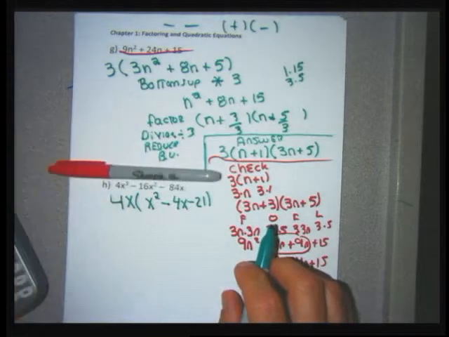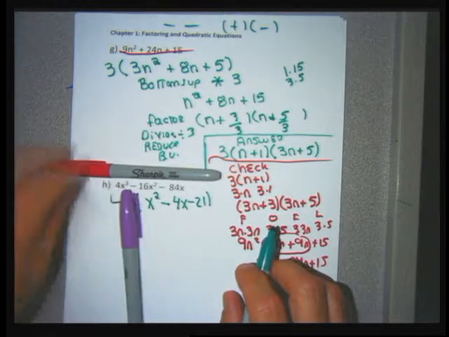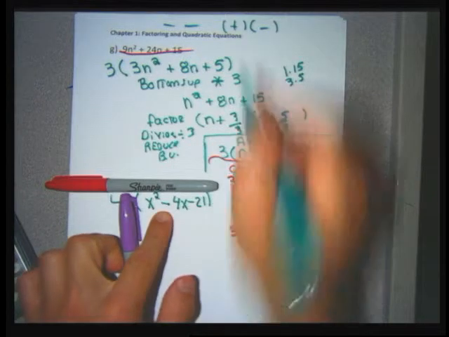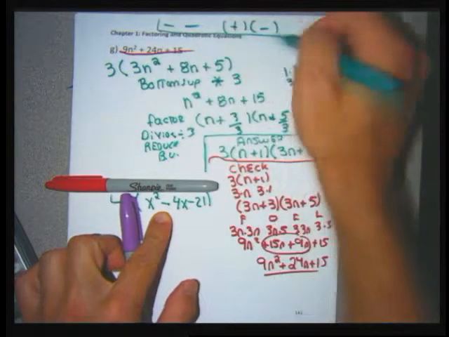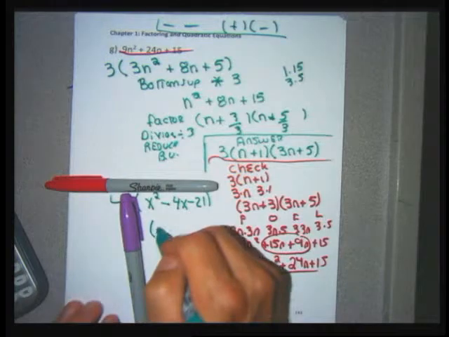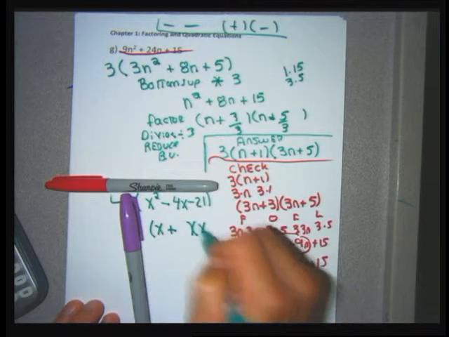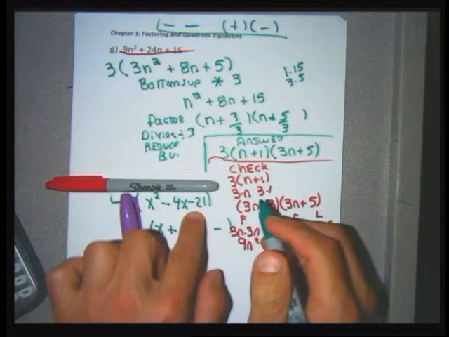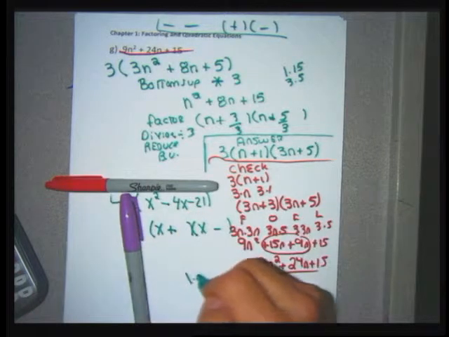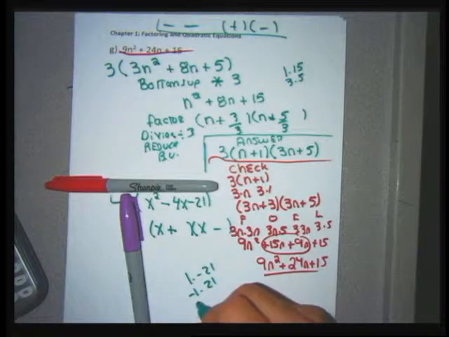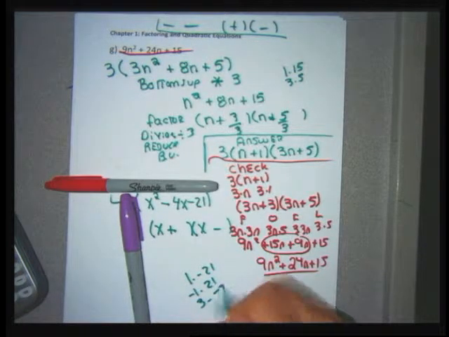Now I'm going to ignore the beginning problem, if I could, and ignore the common factor, and double parentheses this. And because the signs are minus and minus, I get a plus and a minus. And because there's no longer a number in front of the x, I get an x plus and an x minus. Then for the 21, I can do 1 and minus 21, minus 1 and positive 21, 3 and minus 7, or minus 3 and positive 7.